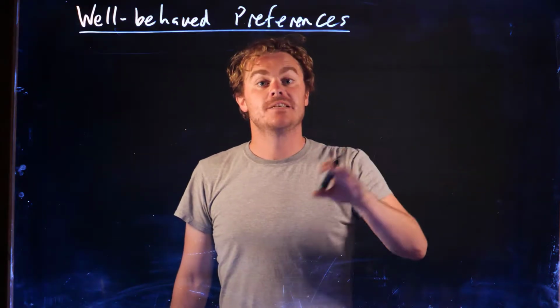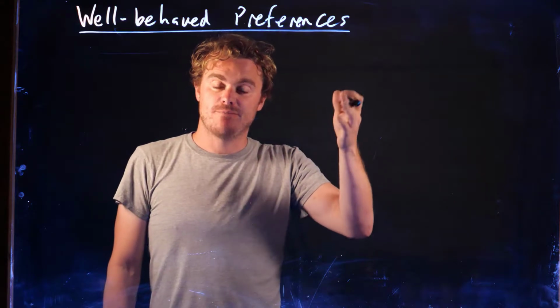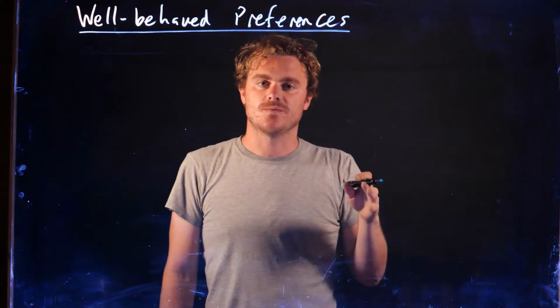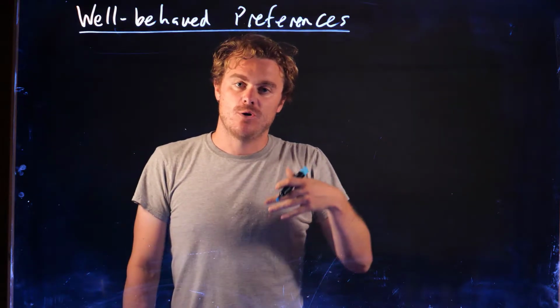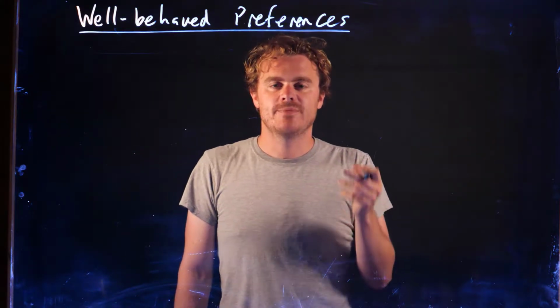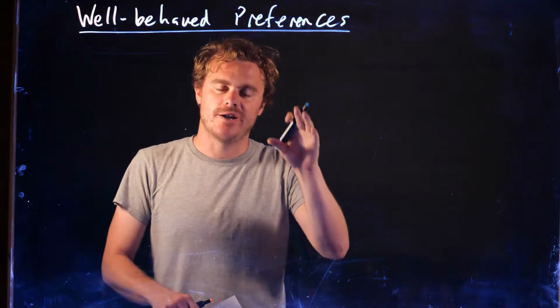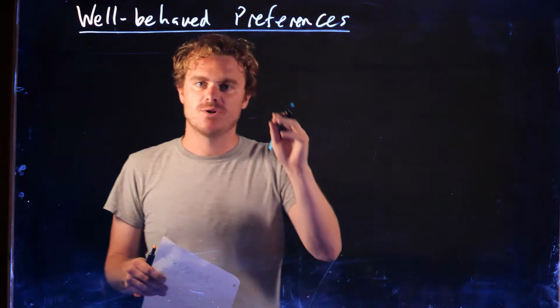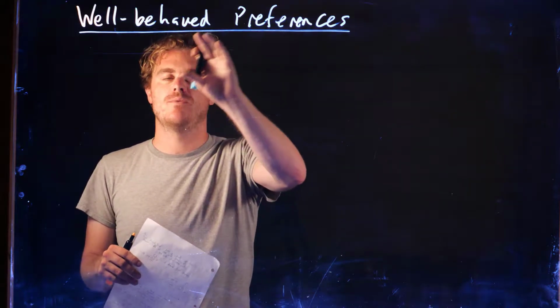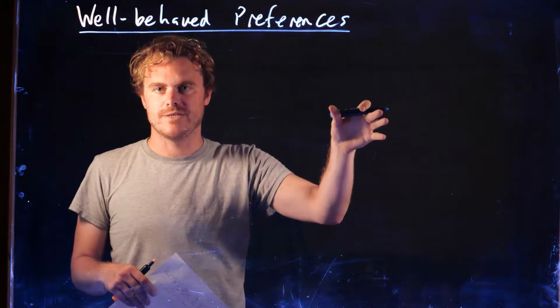All right, so we've just seen some examples of different kinds of preferences and what their indifference curves are going to look like. But when we want to talk about preferences or indifference curves in general, it's going to be really useful to concentrate on specific shapes. And so what we're going to do now is discuss what we might call well-behaved preferences.